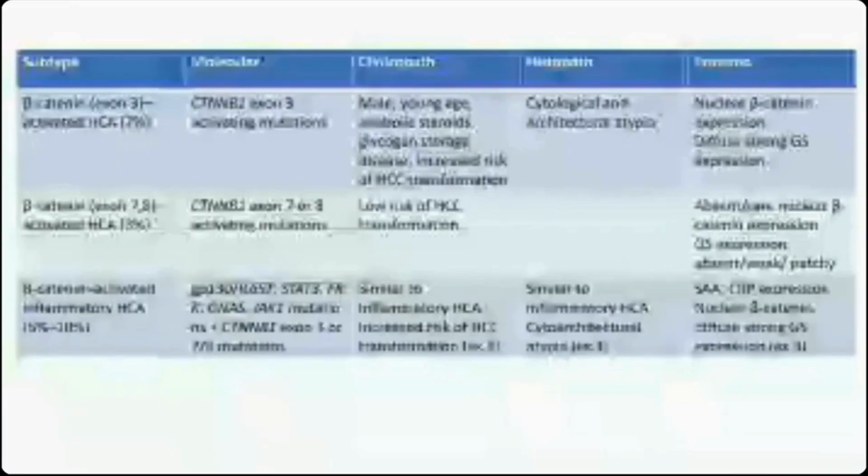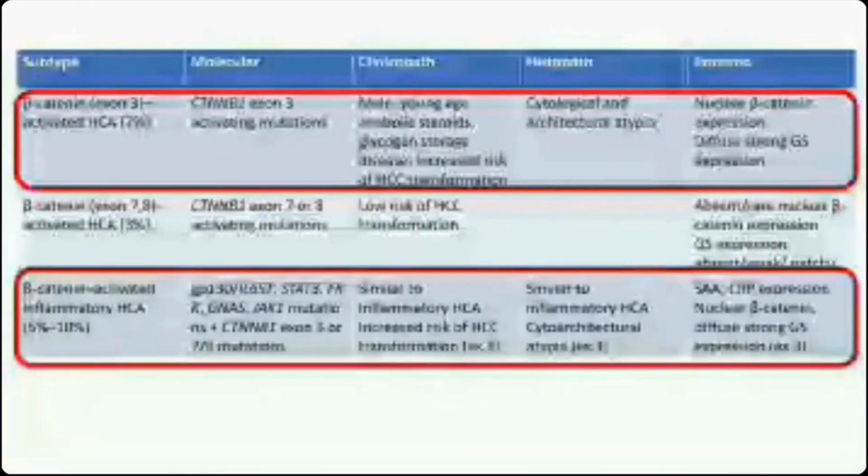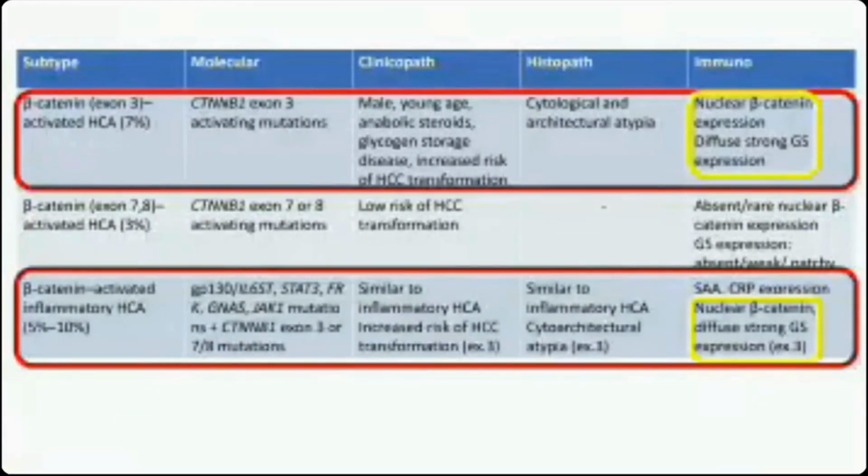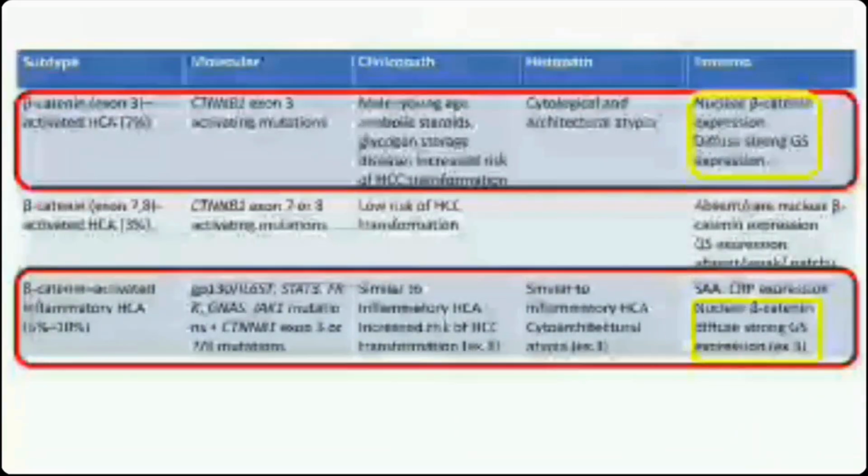And then we have the beta-catenin mutated adenomas. Of those, these two are the most important because they have an increased risk of transformation to HCC. They may express nuclear beta-catenin, but they may not, and so glutamine synthetase is used as a surrogate marker. If you get diffuse strong expression in an adenoma, that's a concerning feature, and these adenomas should be excised.